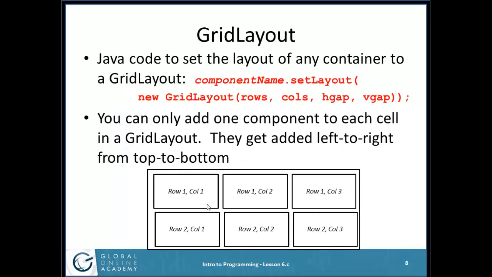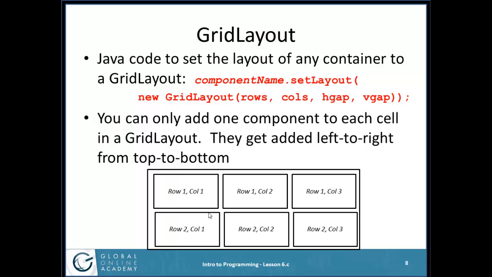And a grid layout. The Java code to set the layout of any container to a grid layout is whatever your component name is, .setLayout, passing it one parameter: a new GridLayout, where you pass it the number of rows you want, the number of columns you want, the horizontal gap, that is the number of pixels in between columns, so the gap right here and right here, and the vertical gap, the number of pixels in between whatever your different regions are going to be from one row to another.